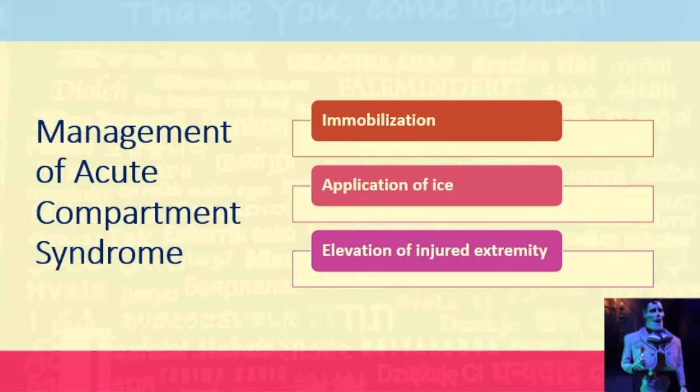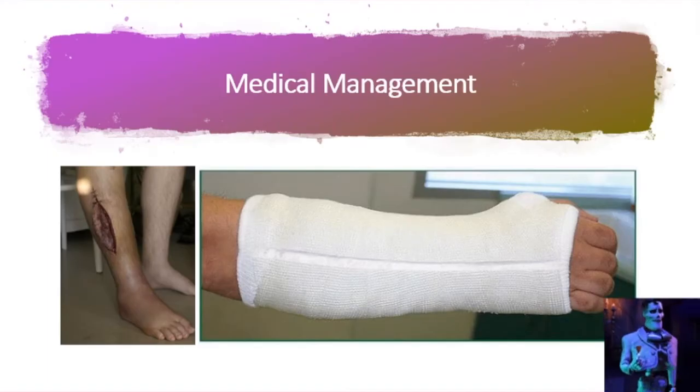Okay, so what is our management for acute compartment syndrome? Still immobilization, application of ice to reduce inflammation, and then elevation of your injured extremity. Okay? Medical management. So class, the oftentimes cause of this is too tight cast or improperly fitted cast. So what is being done? Okay, so removal of the tight fitting cast. Bivalving of the cast may also be done.